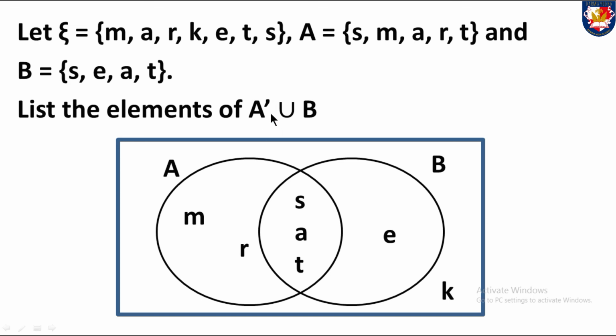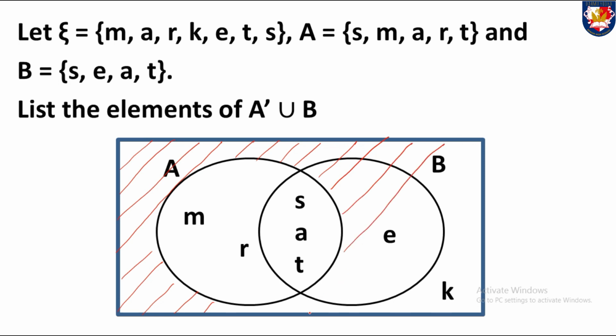So for A complement, we need to shade the region outside of set A, outside of this circle. So we shade it, all the region outside set A, which is in this region. Shade it, do it nicely. This is all the region of A complement.